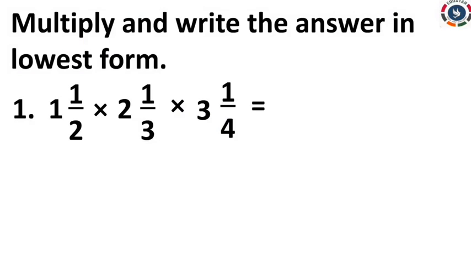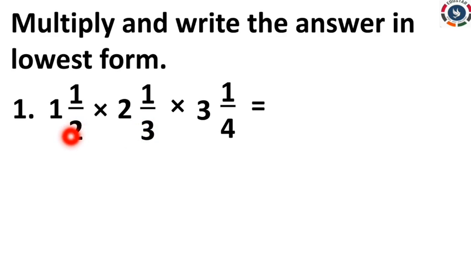Today we are going to learn about multiplying fractions and writing the answer in the lowest form. Already we have studied in the last class how to multiply, so I am going to give two more examples for you to recall. Here, number 1: 1 1/2 into 2 1/3 into 3 1/4. Here there are three mixed fractions. We are going to multiply the three mixed fractions and give the answer in the lowest form.